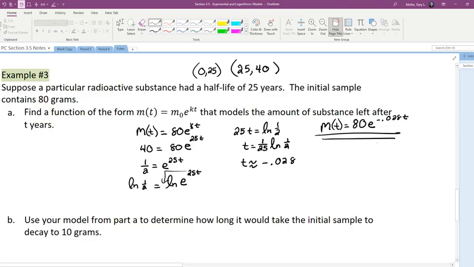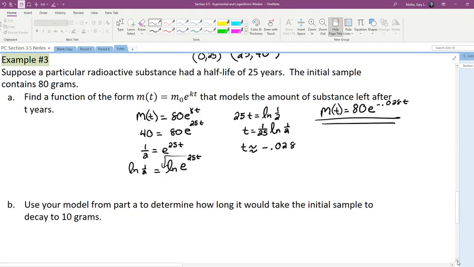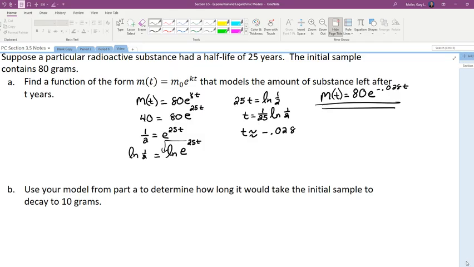And part B, use your model to determine how long it's going to take to get to 10 grams. So this time, I'm not plugging in a time. I'm going to try to solve for a time. So I'm going to just simply find out, when does m of t equal 10? So that would be 10 is equal to 80 e to the negative 0.028 t.